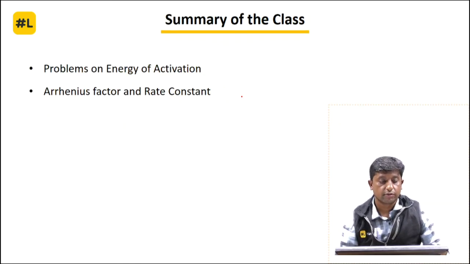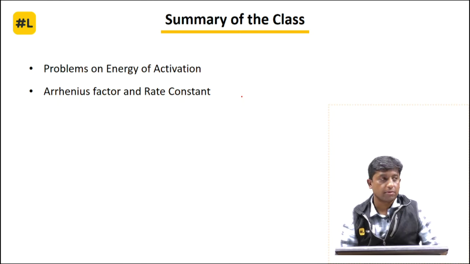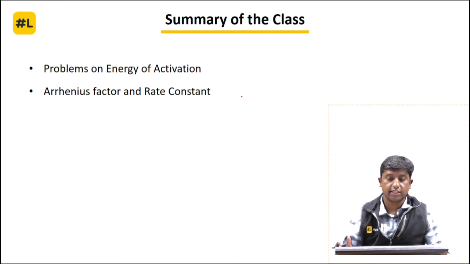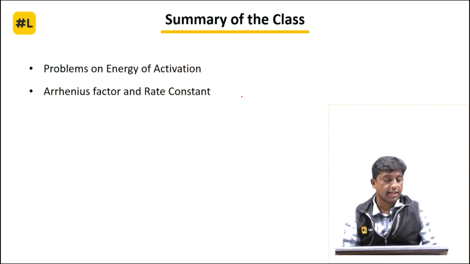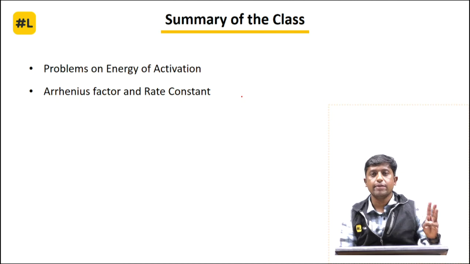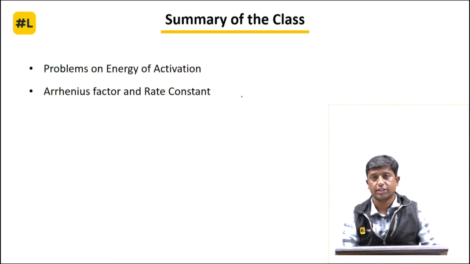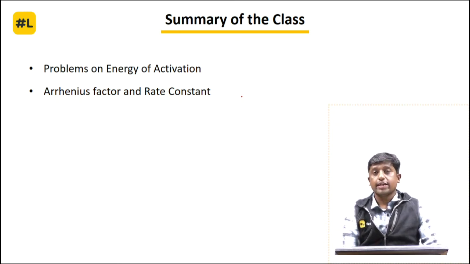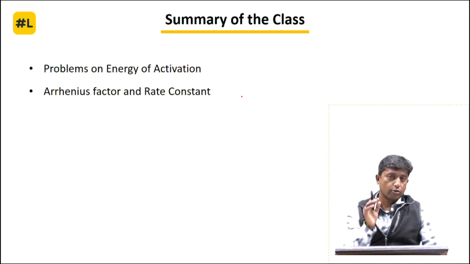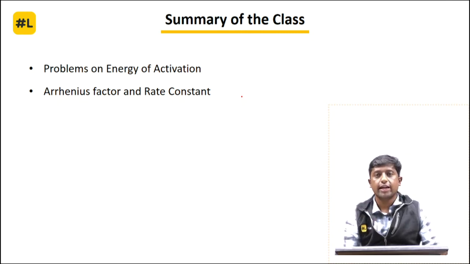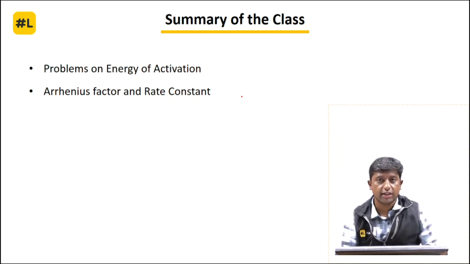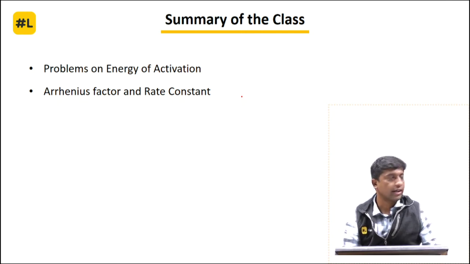Okay. So, with this I conclude the problem section of today's class. Let us just summarize what we have done. In today's class we have done the problems on energy of activation. Students, there are 3 important equations and we have used those 3 important equations to calculate the energy of activation. All the 3 are very important. I told you once again, depending upon the data, we should know which formula we need to substitute. And of course, we have solved the problem on the Arrhenius factor and rate constant value K.